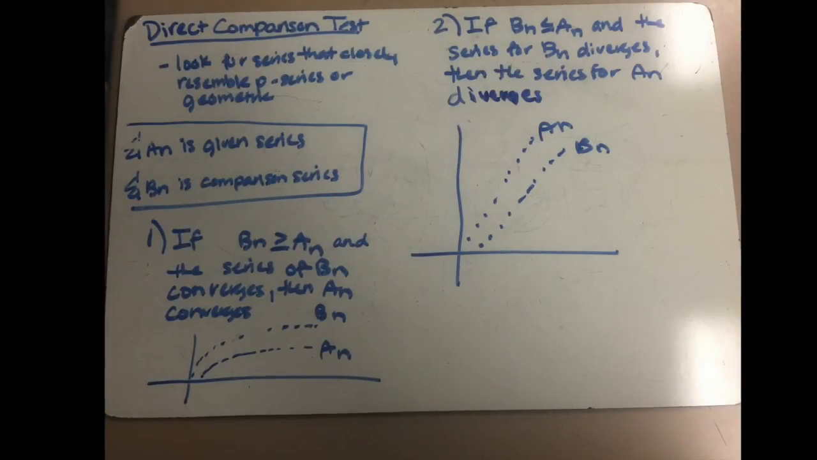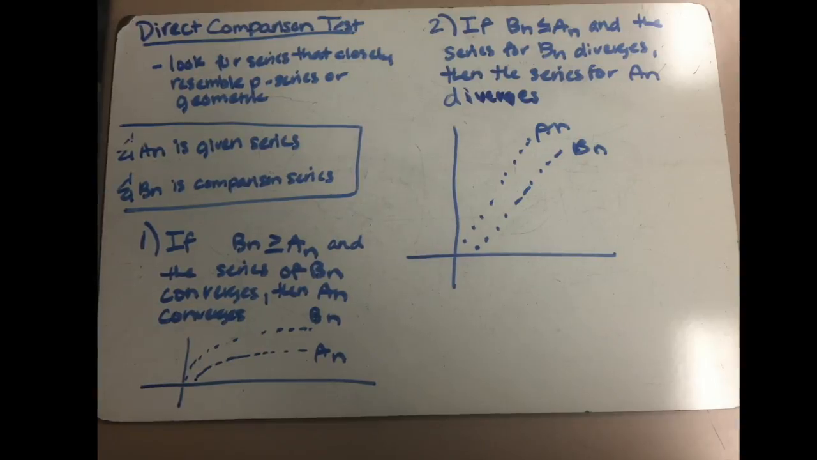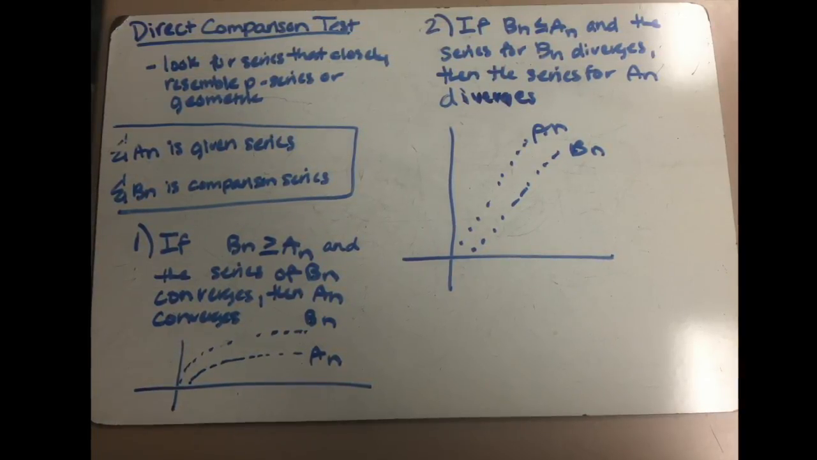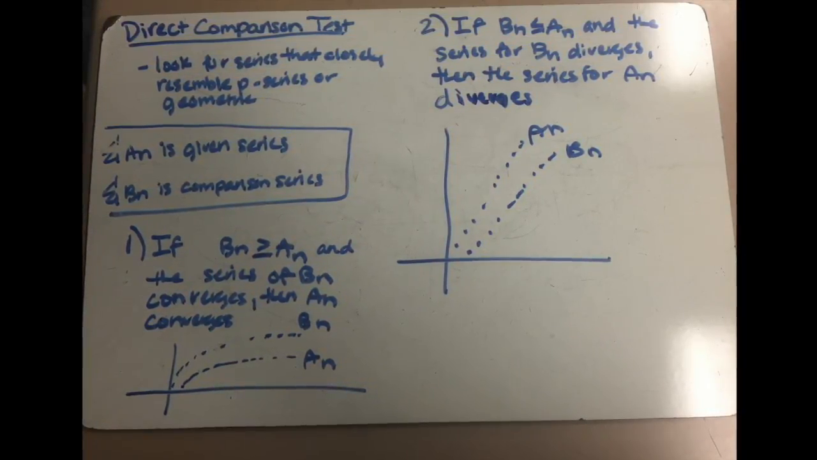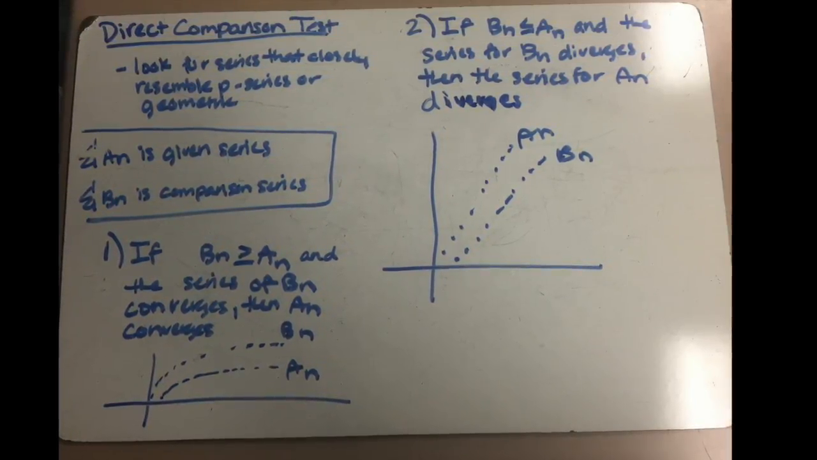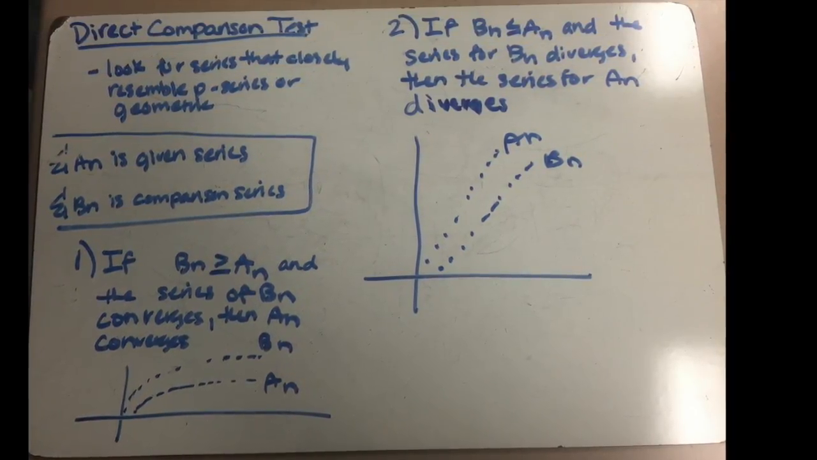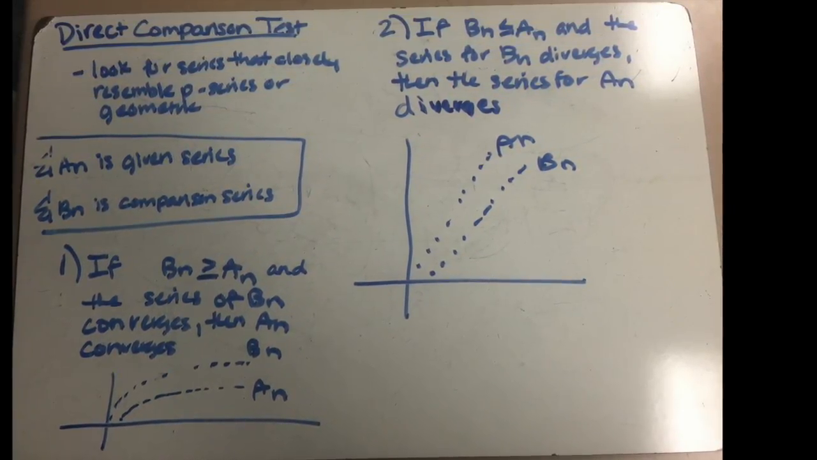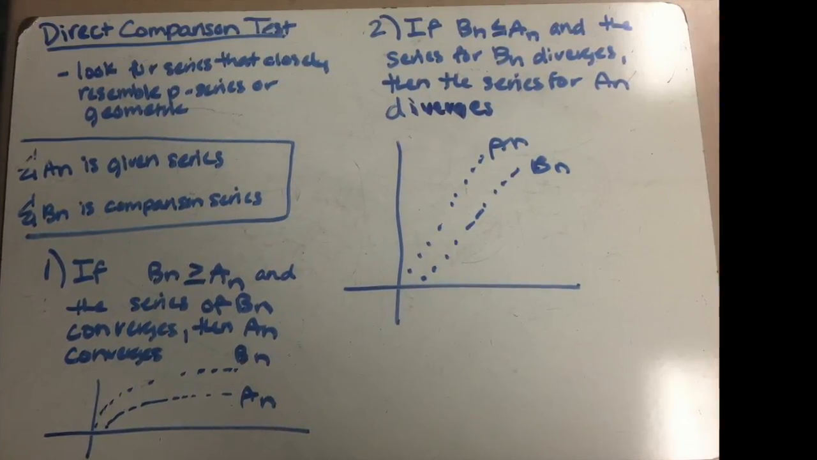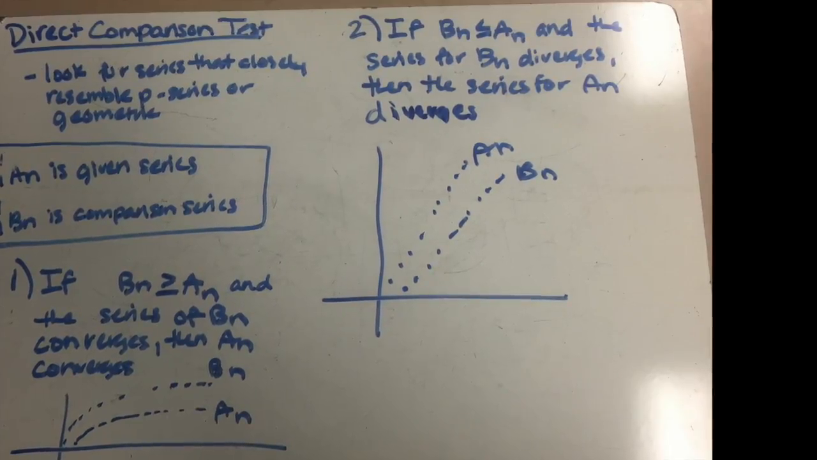So here we have the direct comparison test, and you're going to want to look for series that closely resemble p-series or geometric. For this, the a sub n is the given series, and the b sub n is the comparison series that you're going to make up. You only use this when none of the other tests work. So if b sub n is always greater than or equal to a sub n, and the series of b sub n converges, then a sub n also converges.